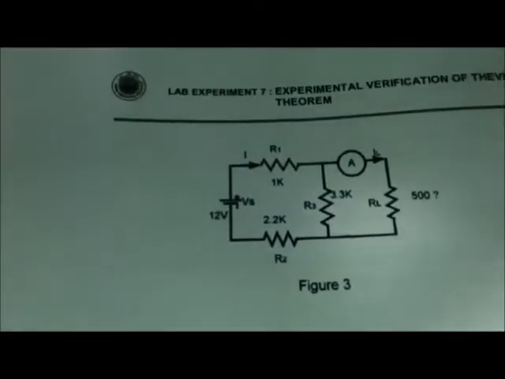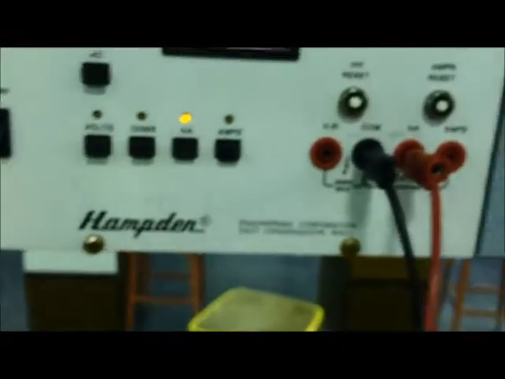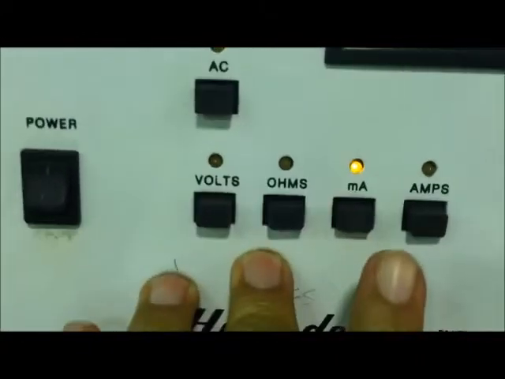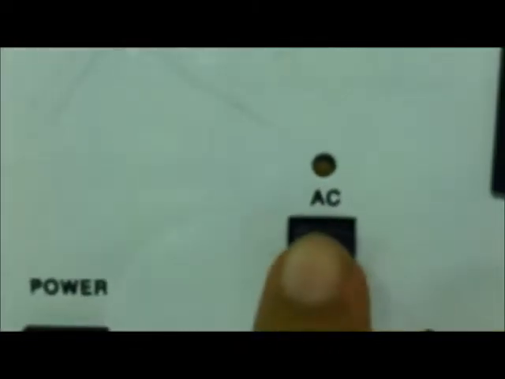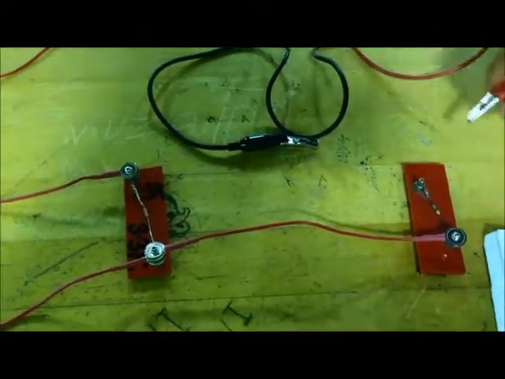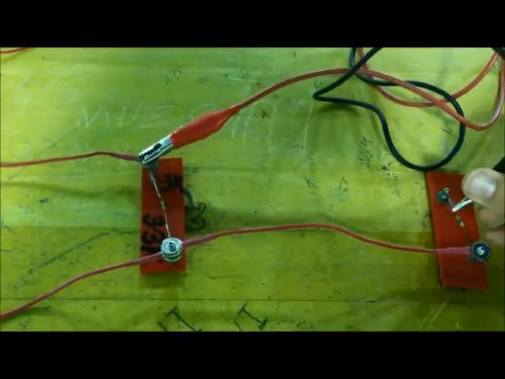So I need to connect the ammeter between these two resistances, the load resistance and the R3. So here I have the ammeter connected between the common and the milliampere. I connect here at milliampere, and the AC is off. It's okay. So now it's almost 0. So I will bring this here. I will connect between R3 and the load resistance. So here is the positive, here is the negative.